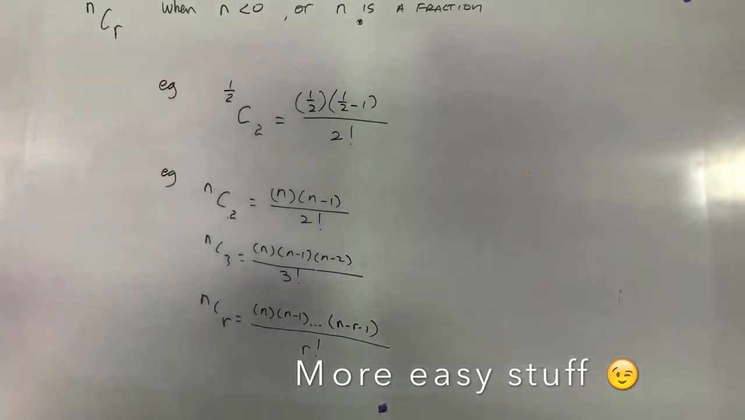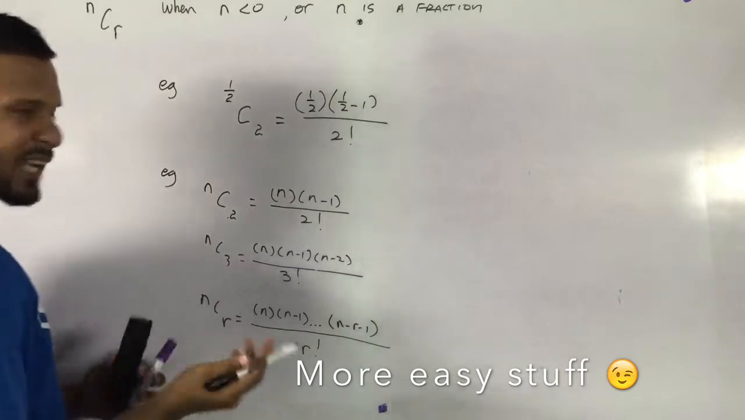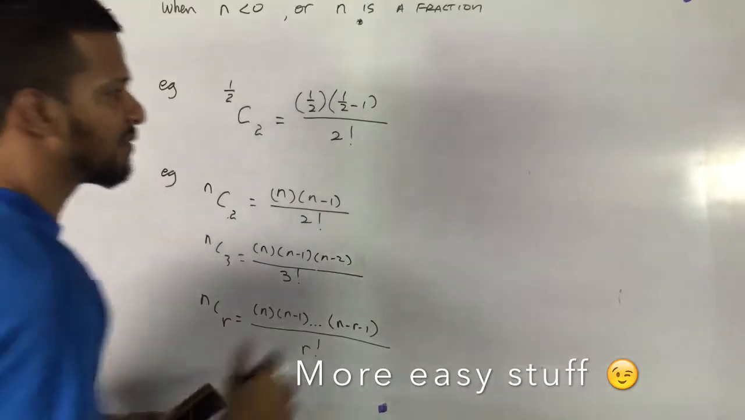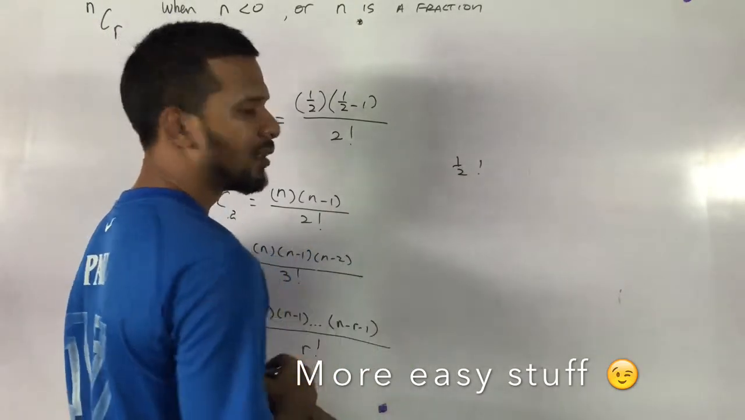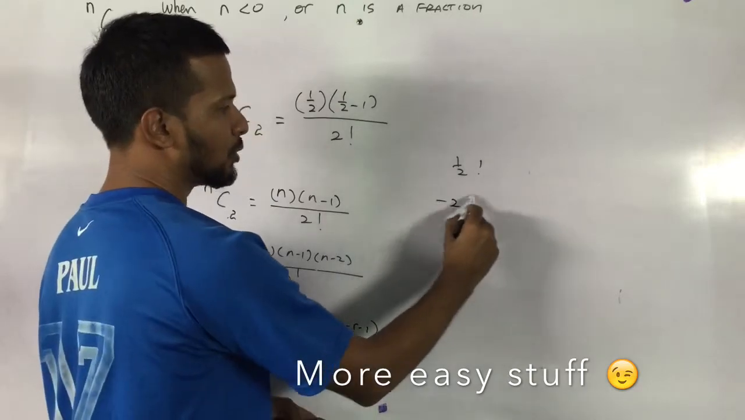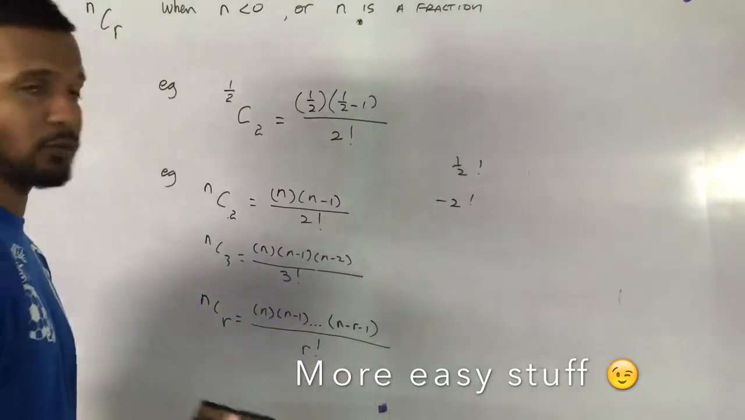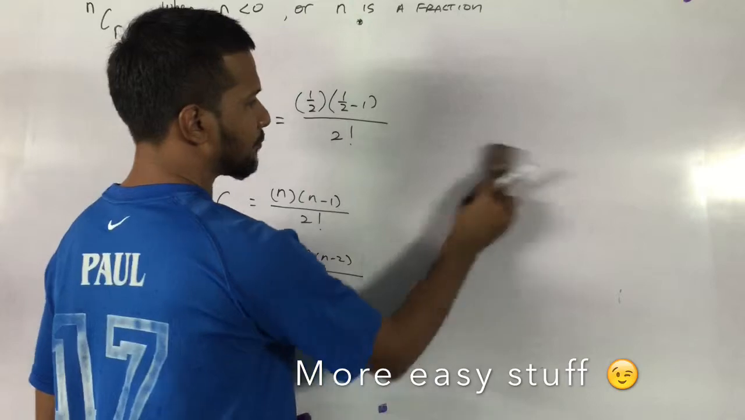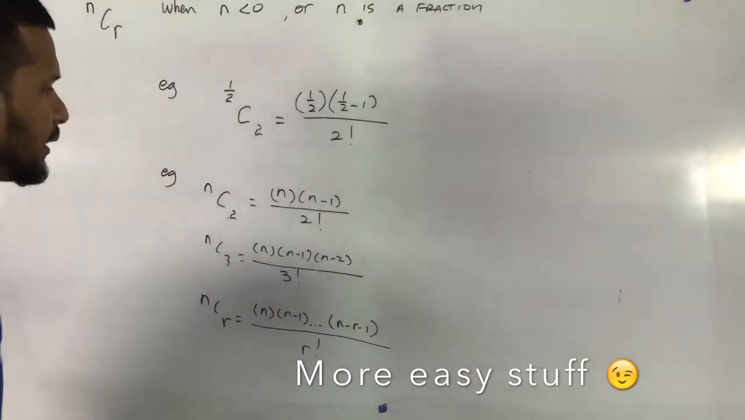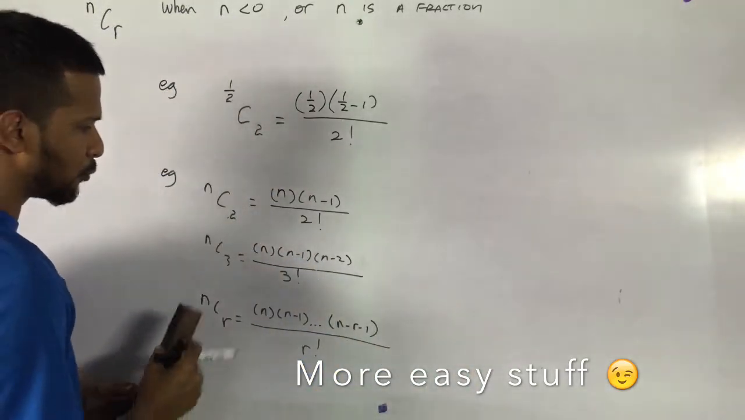And this version is only really used when we have a fraction or something negative. Because if you wanted to find, for example, a half factorial, you wouldn't get it from our calculators, nor minus 2 factorial. Okay? So let's see if we could work it out.